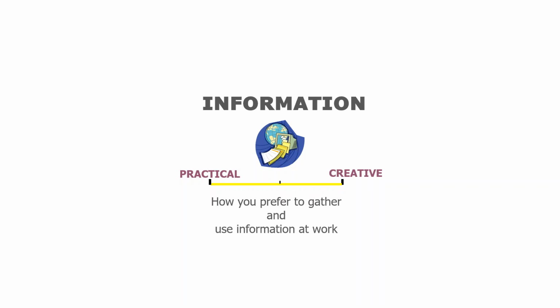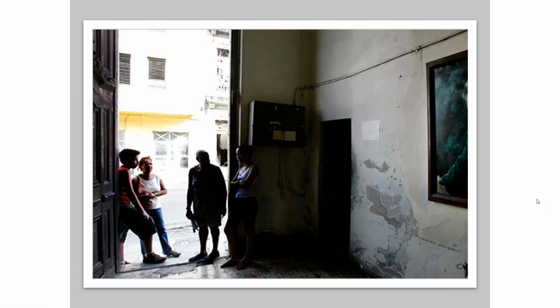People who are practical will see what's in front of them, and people who are creative will often make inferences about the information that they receive. Are we ready? Here we go. I don't want paralysis by analysis, just type in what you see. And let's go. Here it is. Now just type in what you see.